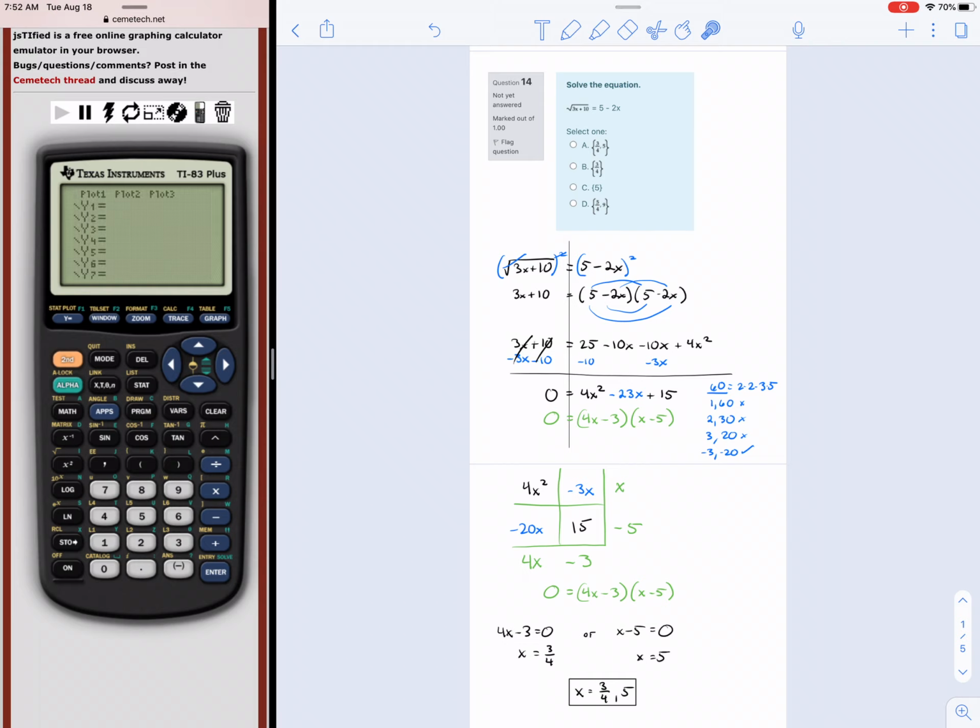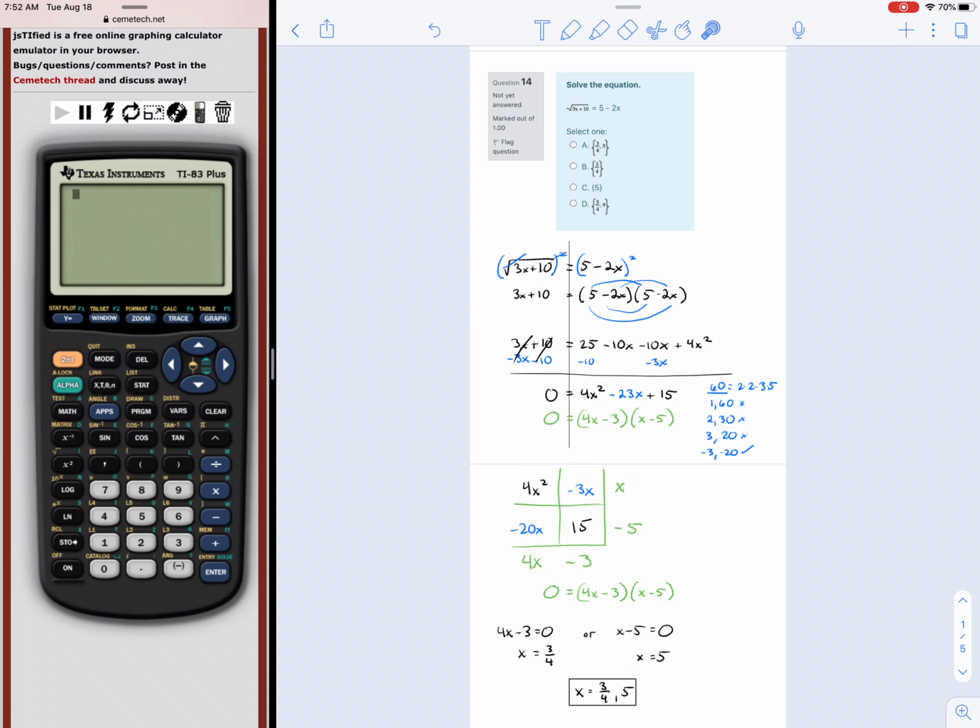So I'm going to go to my y equals. I'm going to do the square root of 5 minus 2x, close the square root. Then I'm going to say minus, another set of parentheses. Nope, I did not type that in correctly. So we have the square root of 3x plus 10, then minus the right-hand side, which is 5 minus 2x. Okay, that looks better.